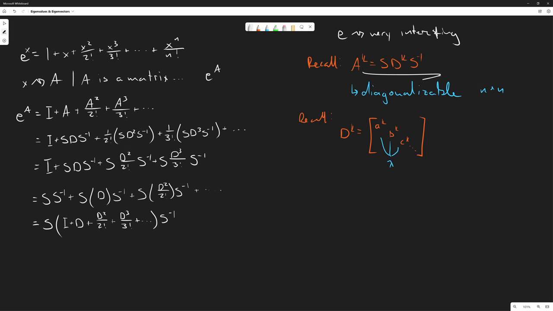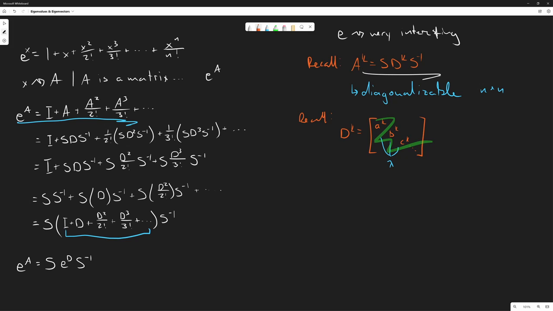And interestingly enough, this part here looks very similar to this part right here. And so what we end up getting is that e raised to some matrix A is equal to some invertible matrix S times e raised to diagonal matrix D times S inverse. And that's cool. And so what is e to the D? Well, e to the D, remember, a diagonal matrix, when you raise it to some power, is equal to this.